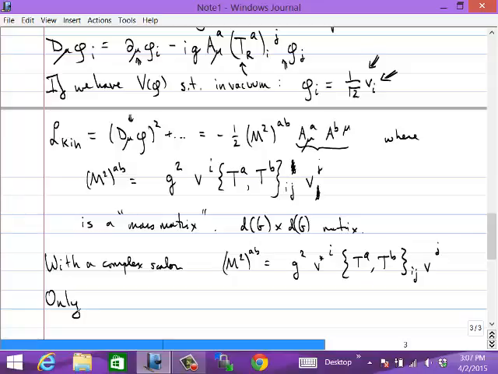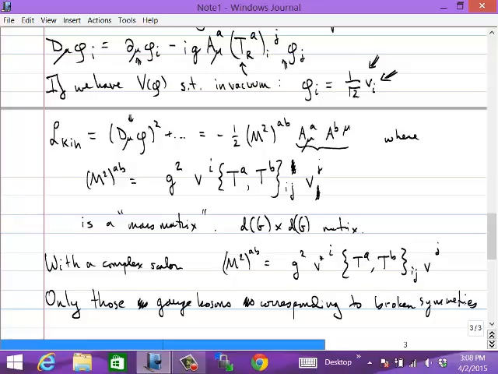from this, one can see reasonably clearly that only those symmetries, or let us say, only those gauge bosons corresponding to spontaneously broken symmetries will get masses.